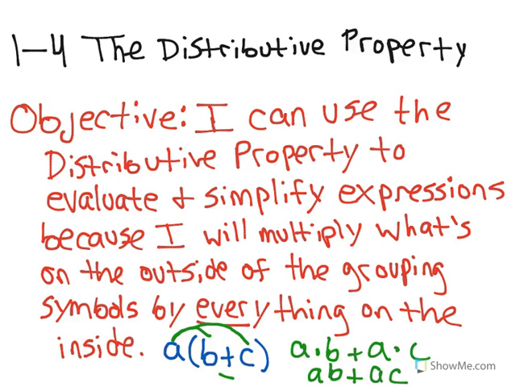That essentially would be using the distributive property to simplify that algebraic expression. Most of the time there will only be one letter and the rest will be numbers, but I was just giving you an example with symbols so you see what it's doing. Now let's do some examples.